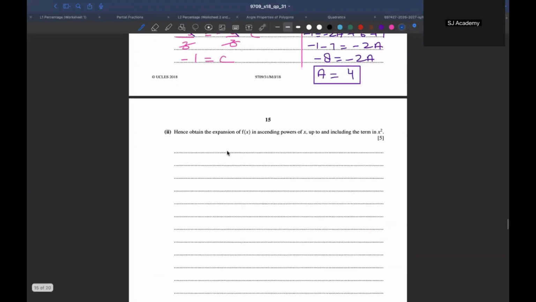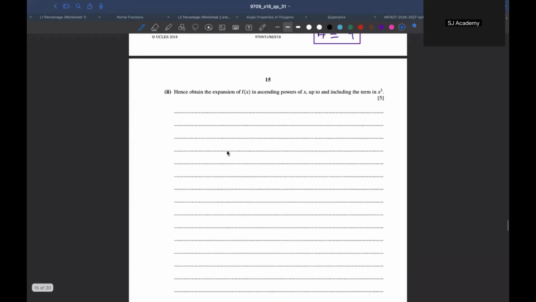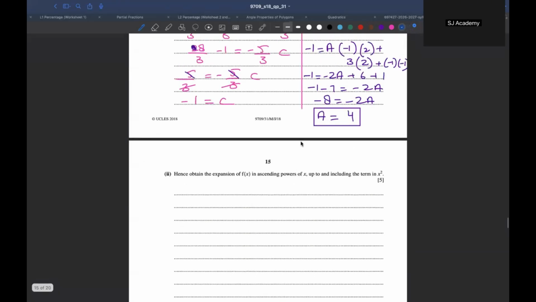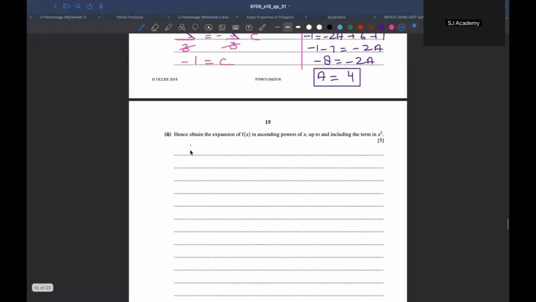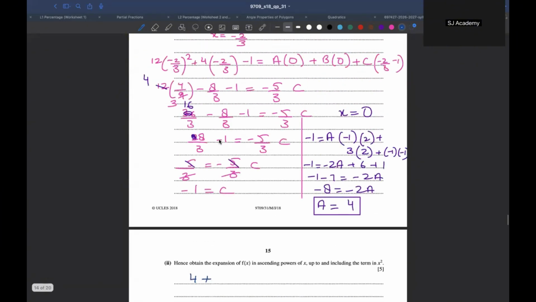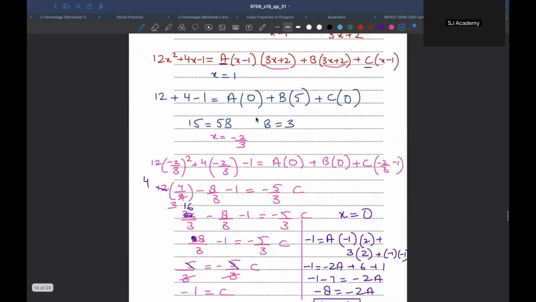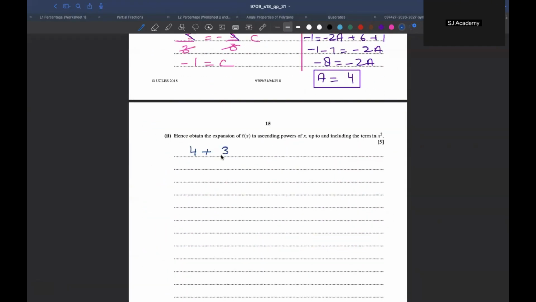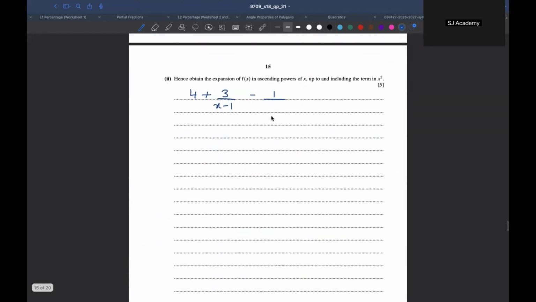In part 2, it says, hence obtain the expansion of f of x in ascending powers of x up to and including the term in x squared. So first we'll write the expression, that is 4 plus the value of b is 3. So that will become 3 upon x minus 1. And the value of c is -1. So that will become -1 upon 3x plus 2.